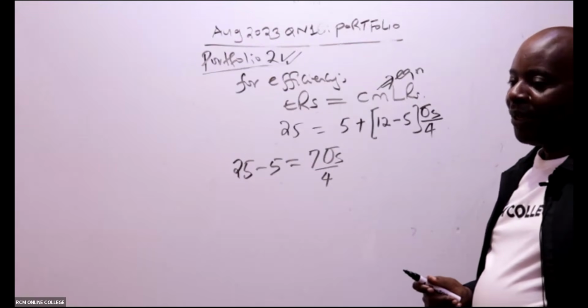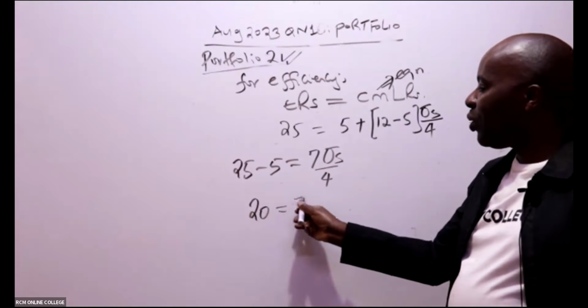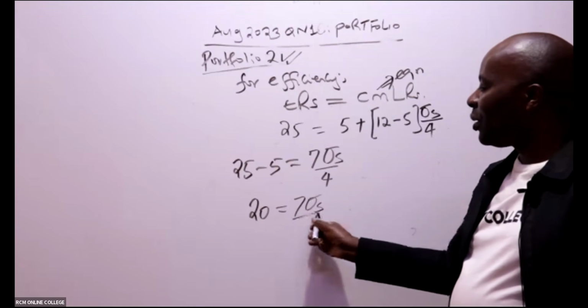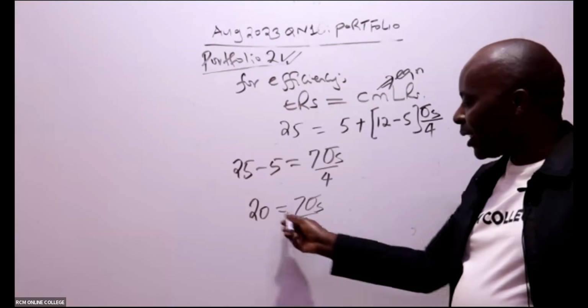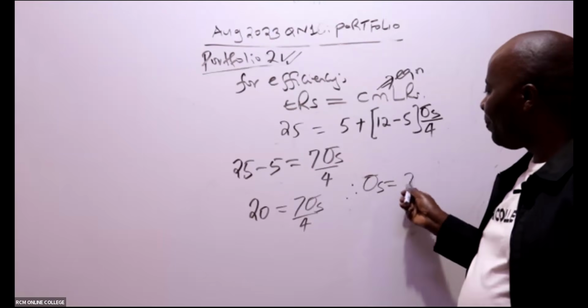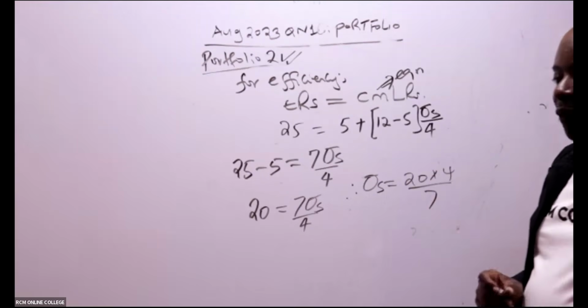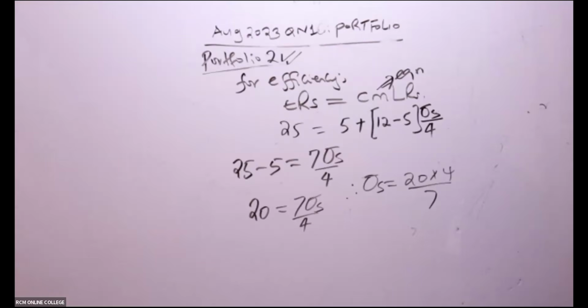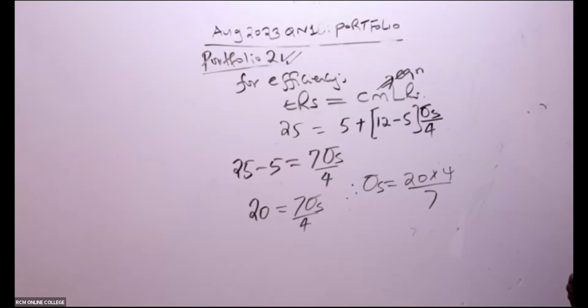So 25 minus 5 gives me 20. So 20 equals 7, standard deviation, over 4. Then take 4 to the other side. Therefore, the standard deviation of the security will be 20 times 4 all over 7. So then you are able to get this new standard deviation.